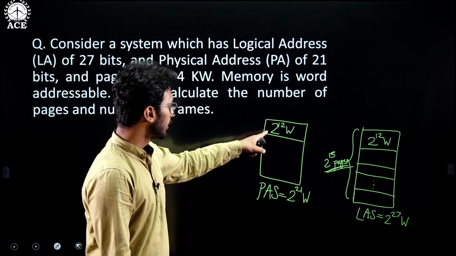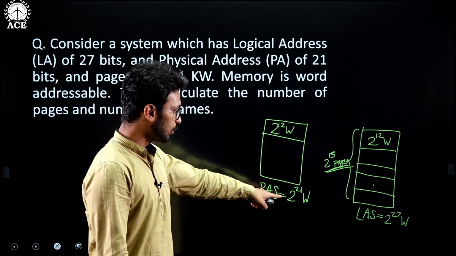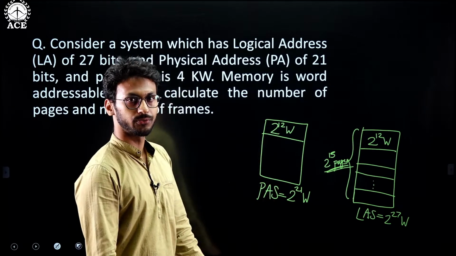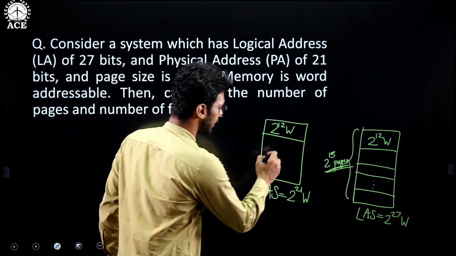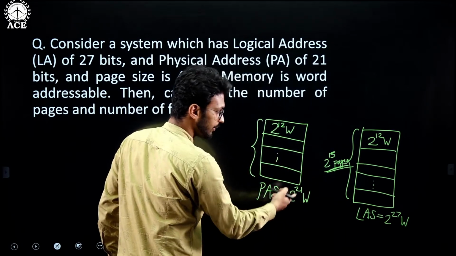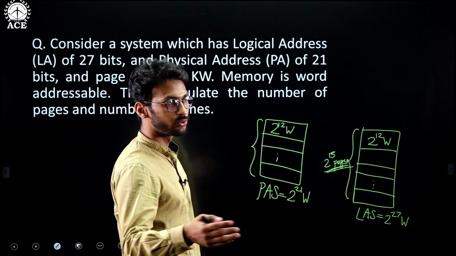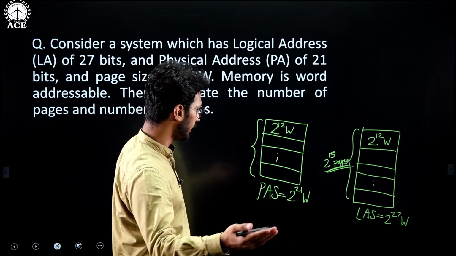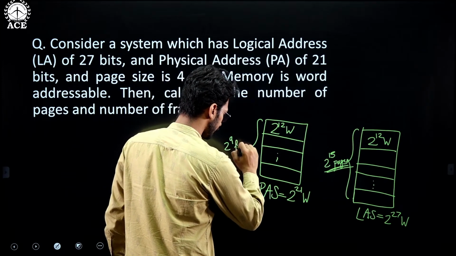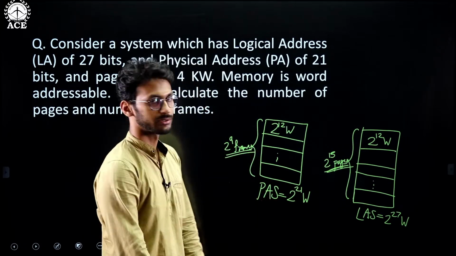Done. Next one. If physical address space is divided into frames, the 2 raised to 21 word physical address space is divided into 2 raised to 12 word frames. How many such frames will be there? You tell me. Very easy. 2 raised to 21 by 2 raised to 12. So 21 minus 12, just do it. 9. 2 raised to 9 frames.